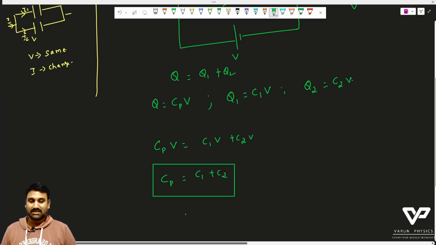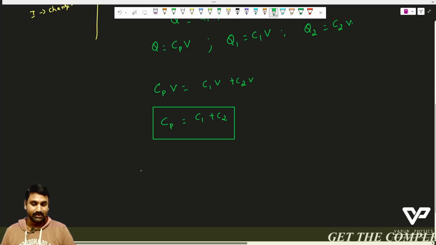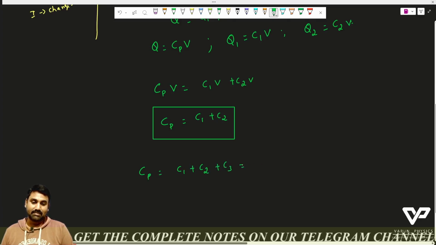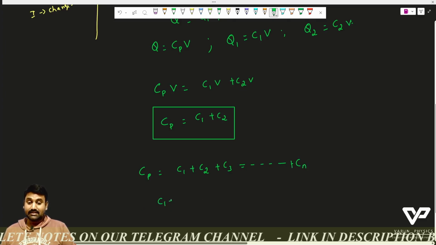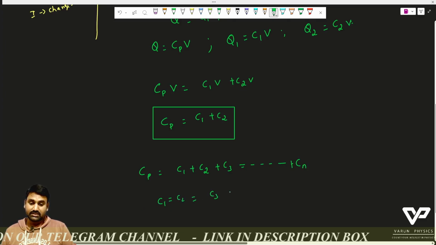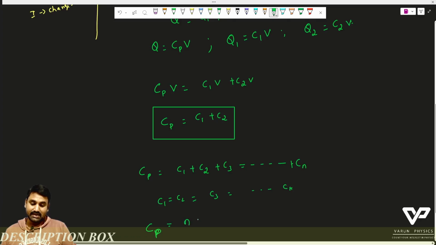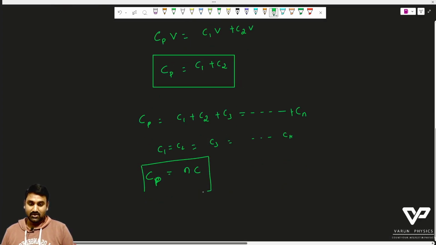Okay. If 3 marks are asked, writing this is enough. If he is extending it more, then for n capacitors in parallel combination, we'll write CP is equal to C1 plus C2 plus C3 up to Cn. For n identical capacitors, that is C1 is equal to C2 is equal to C3 is equal to and so on up to Cn, then CP is equal to n times C. This is for n identical capacitors. I hope you understood this.